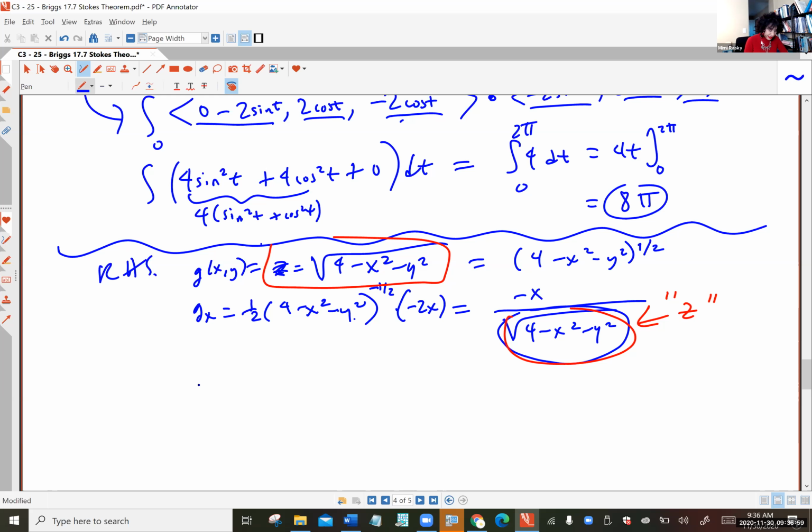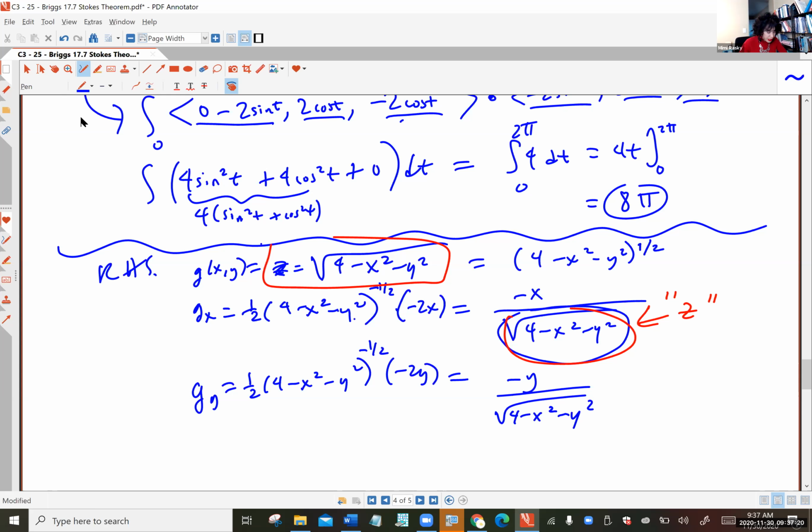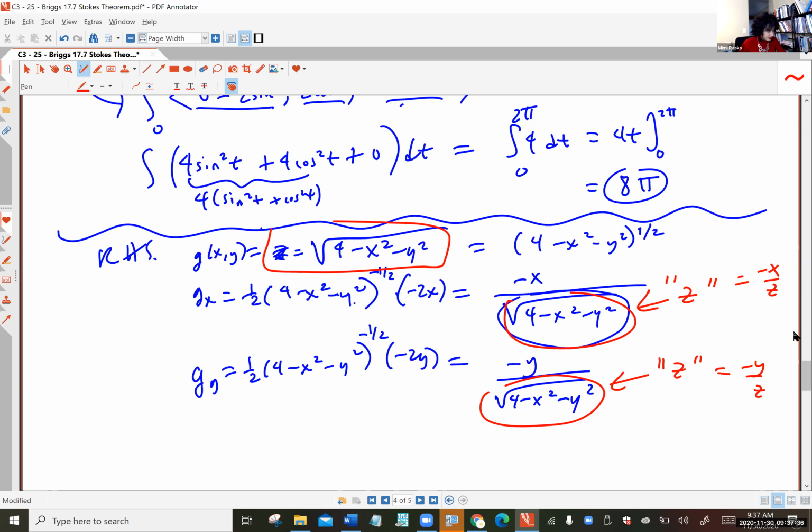I know. And then the partial with respect to y, again using the chain rule. After reducing and rewriting it with positive exponents and replacing the exponent with a radical, I am again going to say that denominator is the same thing as z. So basically, negative x over z will be my gx, and negative y over z will be my gy. Okay, now what?